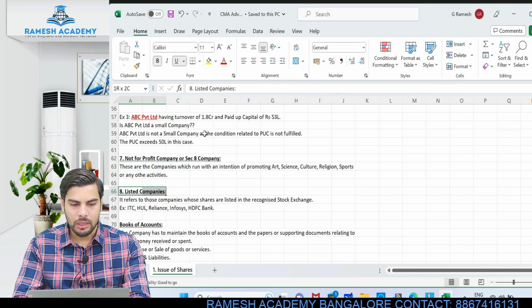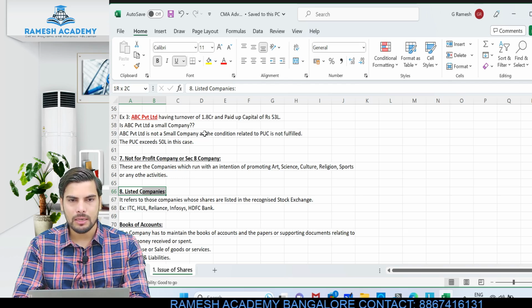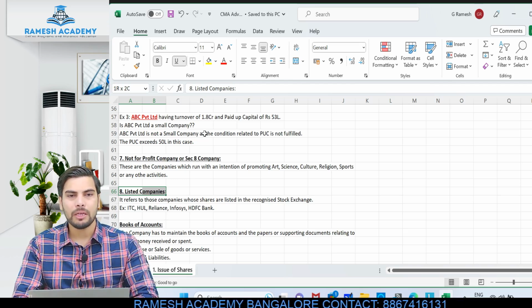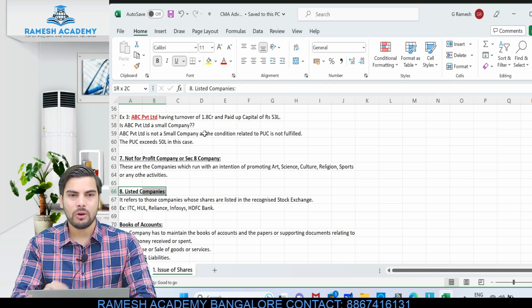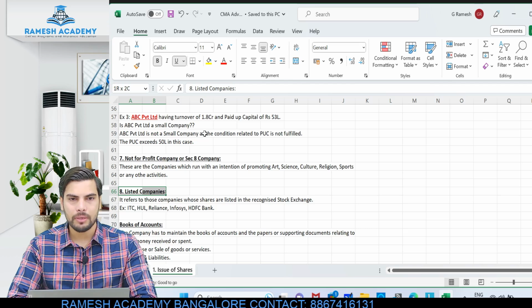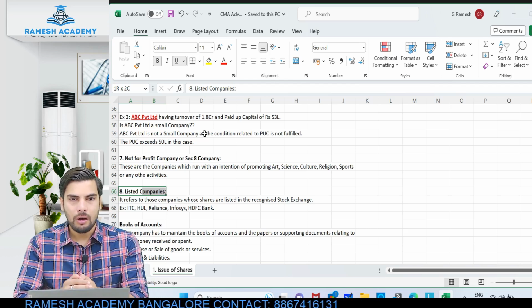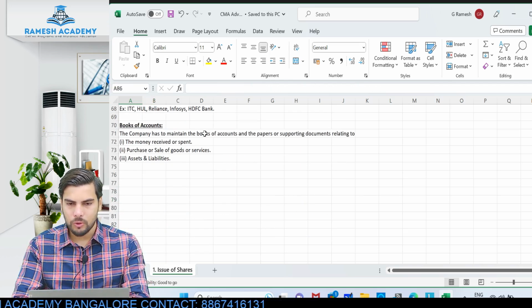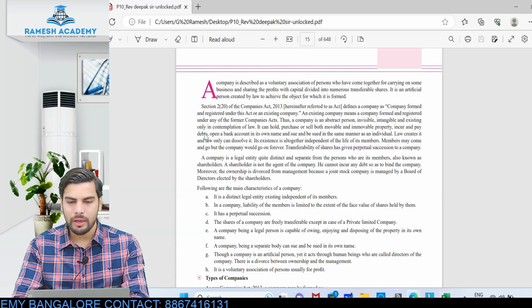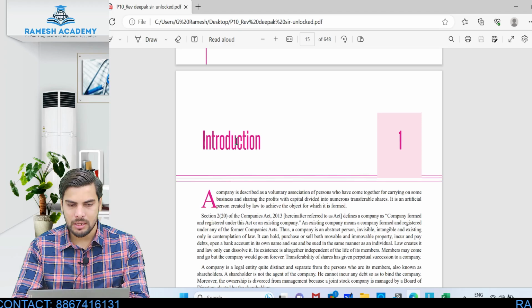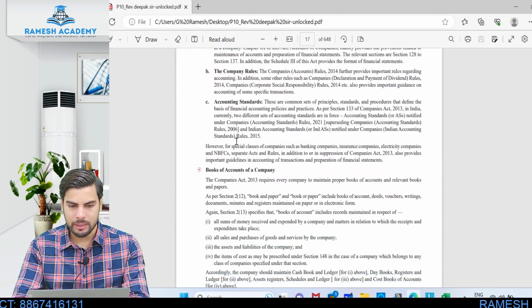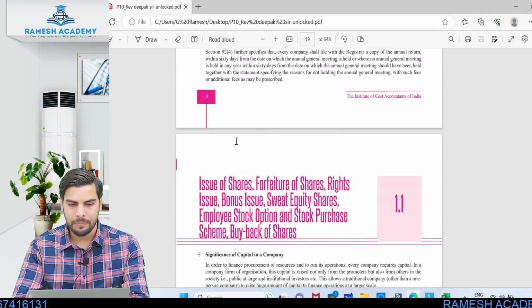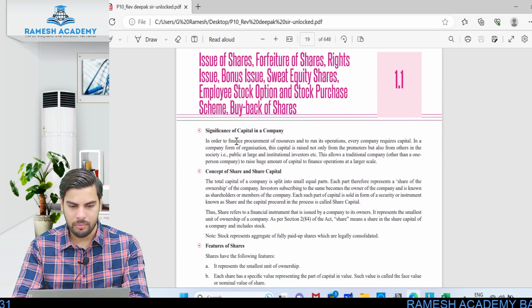Then when it comes to listed company, what are these? These are nothing but the companies whose shares are listed in the recognized stock exchange. Then we discussed the books of account which have to be maintained by the company, what exactly the statutory registers are, and what exactly the annual return is. All these basic aspects we discussed, and we are supposed to start with the main aspects pertaining to this chapter, that is issue of shares. So let's start from here.